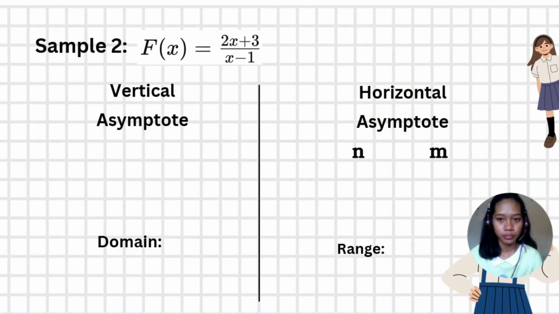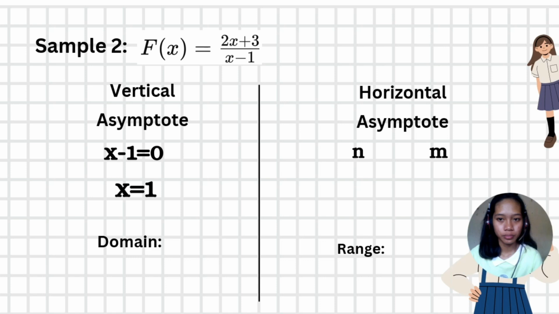In our sample 2, we have f of x equals 2x plus 3 over x minus 1. The first thing to do in finding the vertical asymptote is to extract the denominator, x minus 1 equals 0. What is our next step? Okay, we move the negative 1 to the right side, and the result is x equals positive 1.